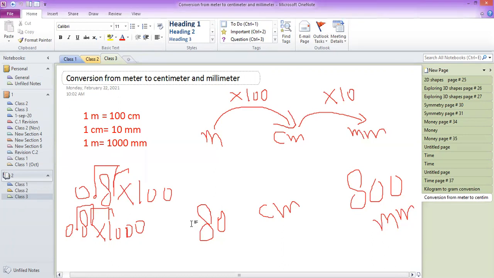Now, to find the millimeter, you will multiply 0.8 by 1000. Move the point from left side to right side three times. One time 8, two times 80, and three times 800. Or you can multiply, because you know now the centimeter is 80, so you can directly multiply 80 by 10 also. If you multiply 80 by 10, even then you will get 800. In that way you can find the value of millimeters, right?